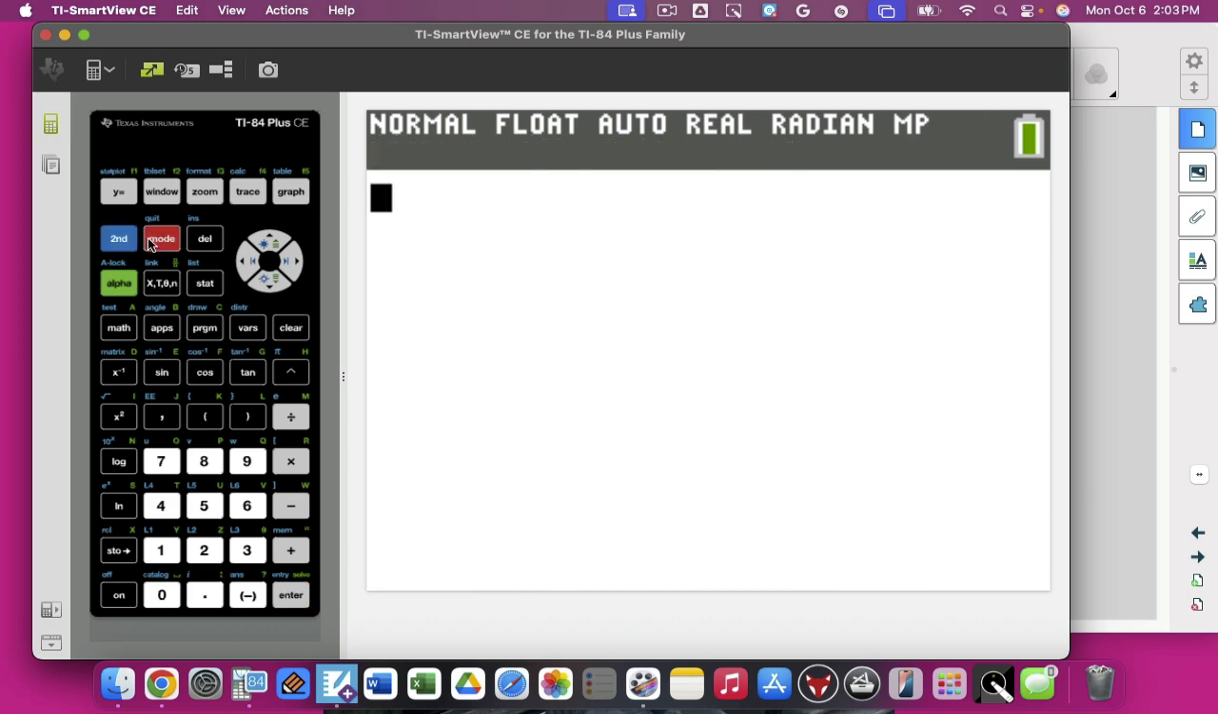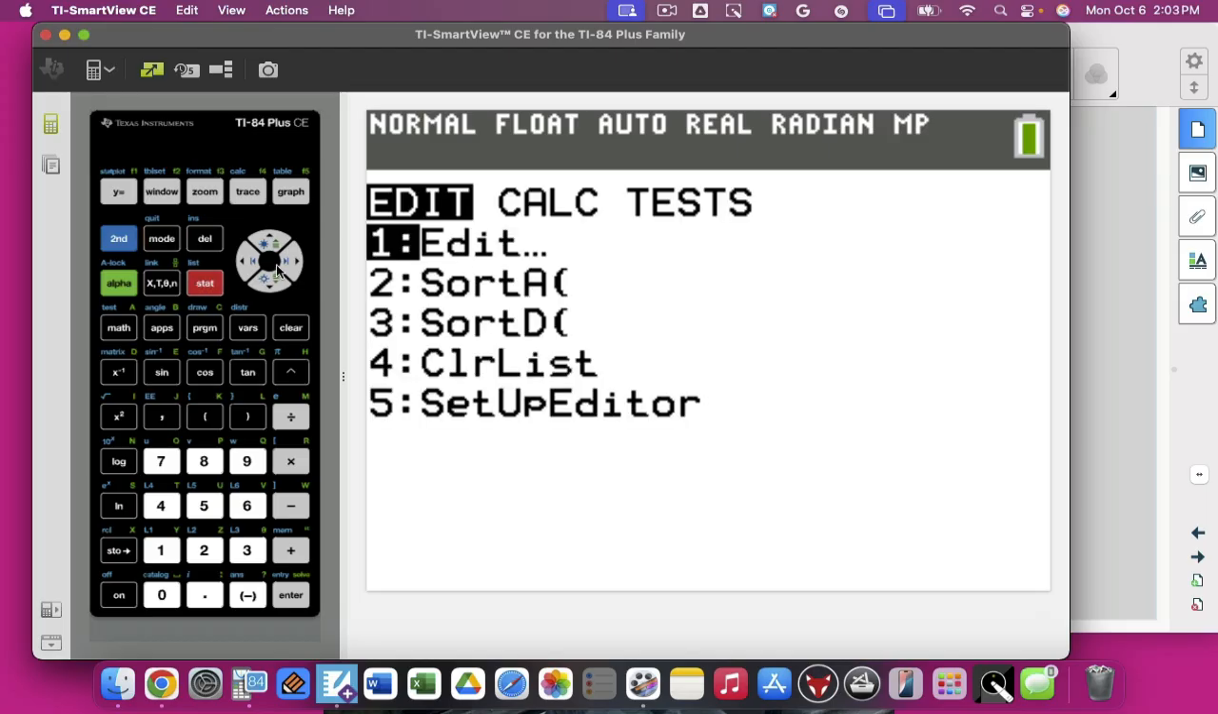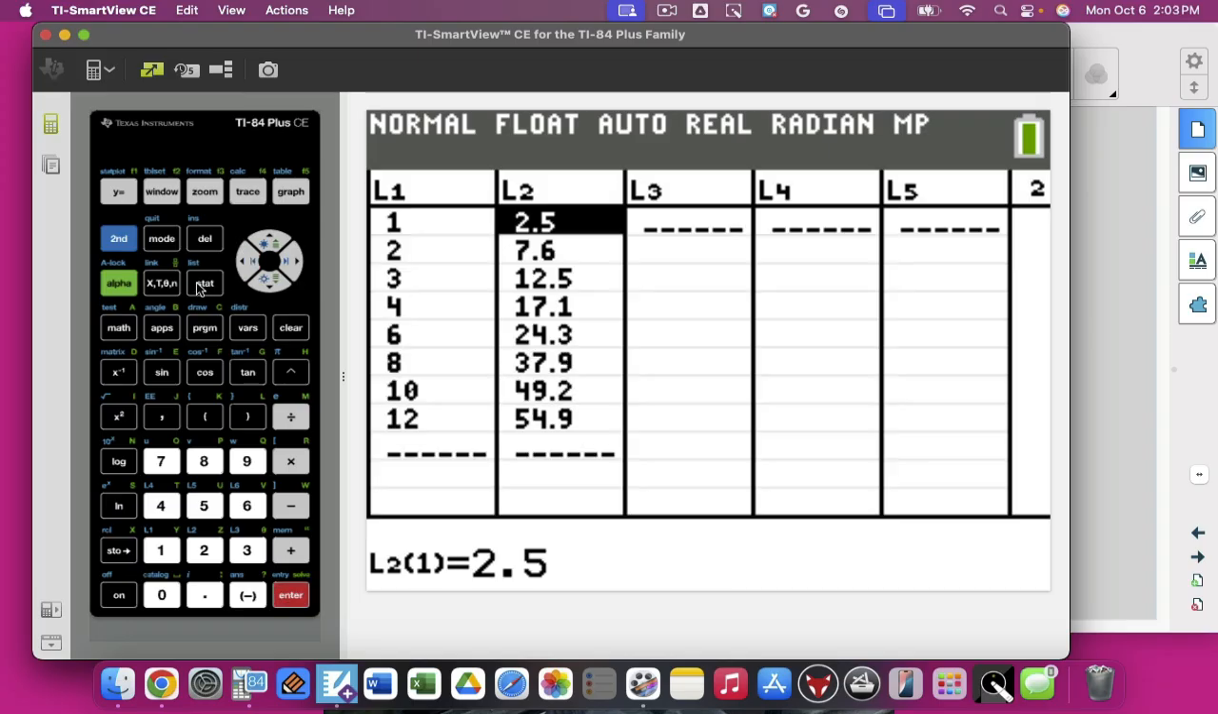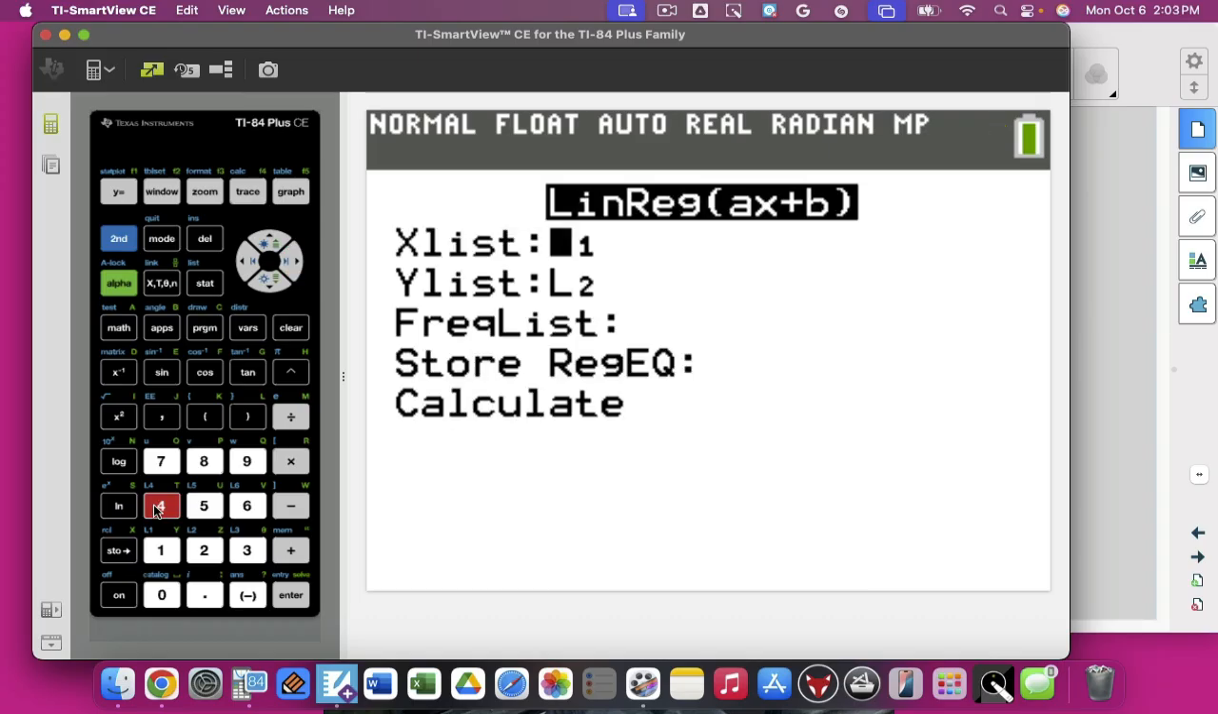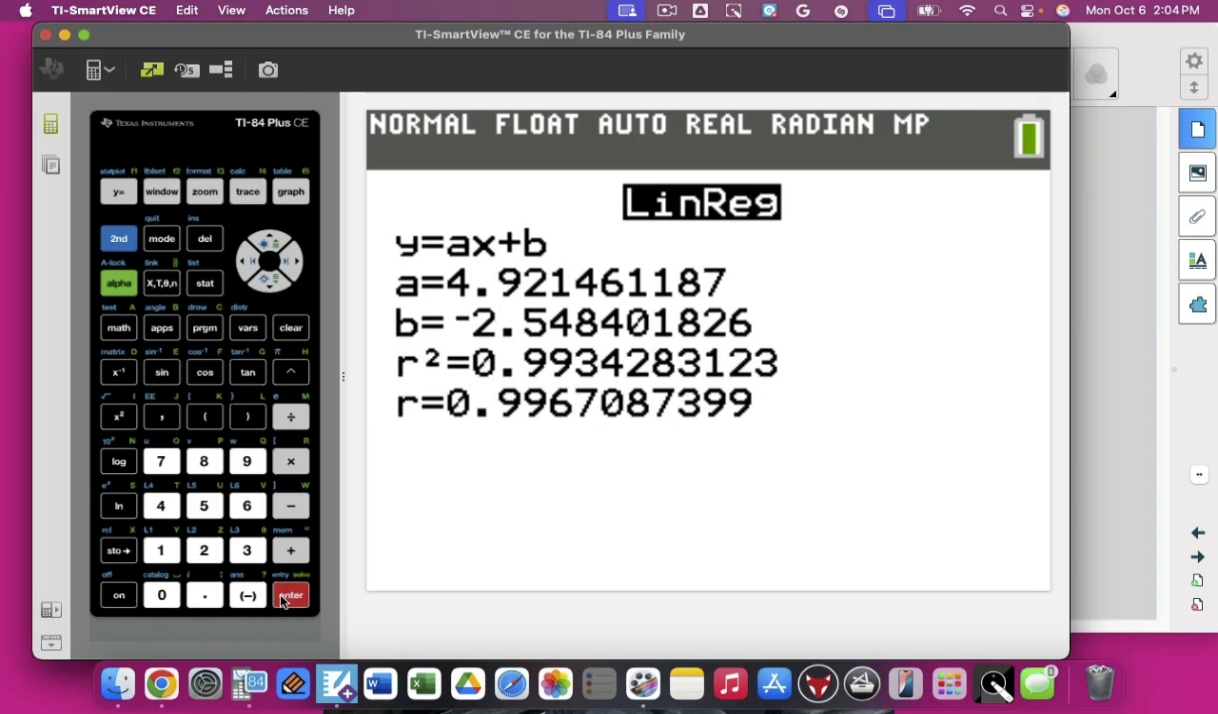I'm going to run the regression one more time. This is your last shot at remembering how we did it. So what did we do? Stat. We already have the data. I don't have to enter the data again. How do we actually run the regression? Stat, calc, 4. Run it now. Oh, what showed up?